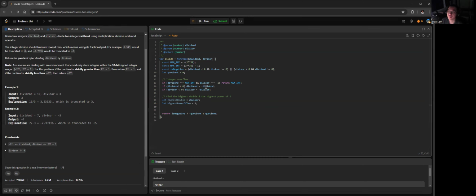Equal to 1, right? So y highest double plus highest double. Remember, I cannot use multiplication here, so only plus and minus in this case. If the doubled number is less than or equal to the dividend, then we will do it. So highest double plus equal highest double. We are not allowed to use multiply here. Highest power of 2 plus equal highest power of 2. Okay.